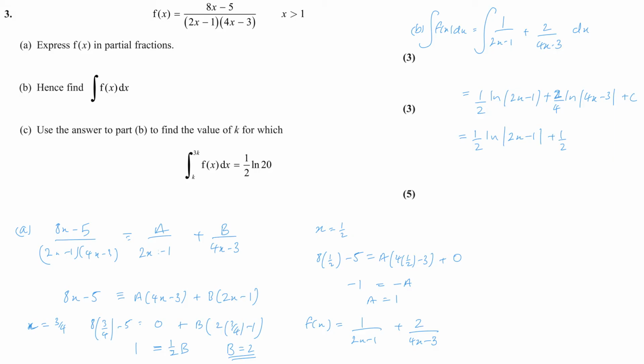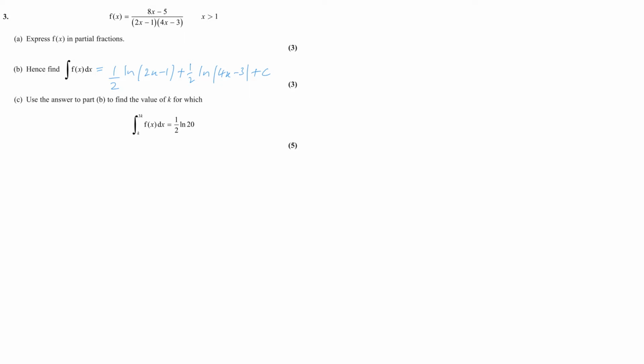plus a half ln 4x minus 3 plus c. Now, before we get started, we've got two logs and they both have a half times. So taking that half out, I've got a half ln of 2x minus 1 times by 4x minus 3 plus c.